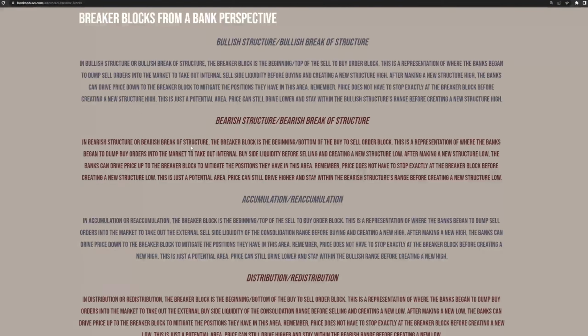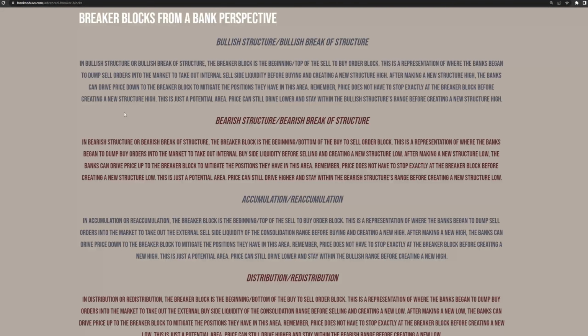Bullish structure, bullish breakup structure. In bullish structure or bullish breakup structure, the breaker block is the beginning or top of the sell to buy order block. This is a representation of where the banks began to dump sell orders into the market to take out internal sell side liquidity before buying and creating a new structure high. After making a new structure high, the banks can drive price down to the breaker block to mitigate the positions they have in this area.